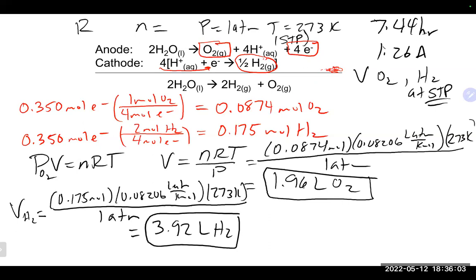And that is a 2-to-4 ratio there of gases, right? Twice as much hydrogen as our oxygen. First off, any questions on those calculations? Could I have solved it a different way?